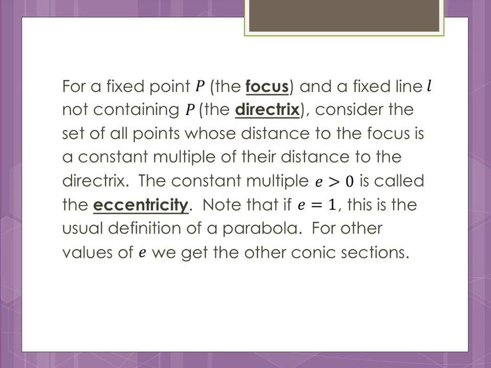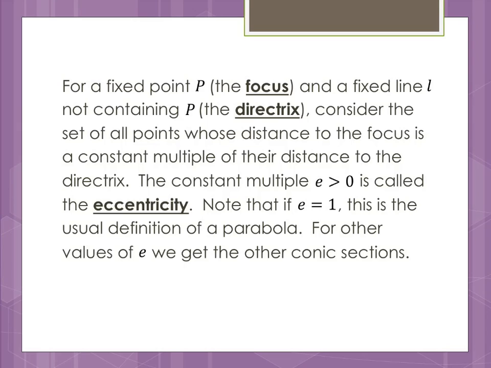If we have a fixed point P called the focus, and we have a line not containing P called the directrix, we can consider the set of all points whose distance to the focus is a constant multiple of their distance to the directrix. So instead of them being equal distances away, they're a constant multiple of distances away. The constant multiple E is called the eccentricity.